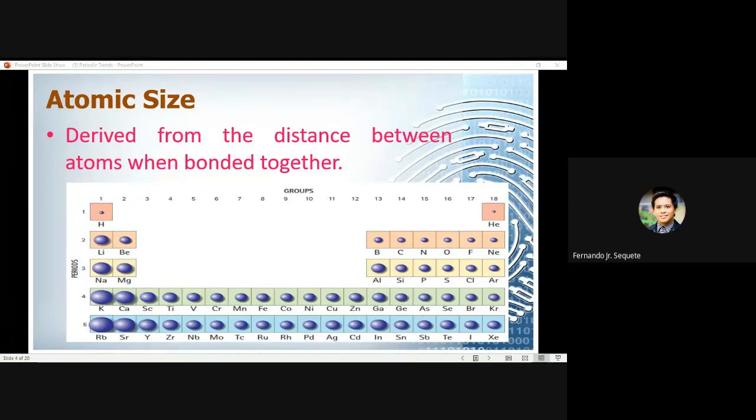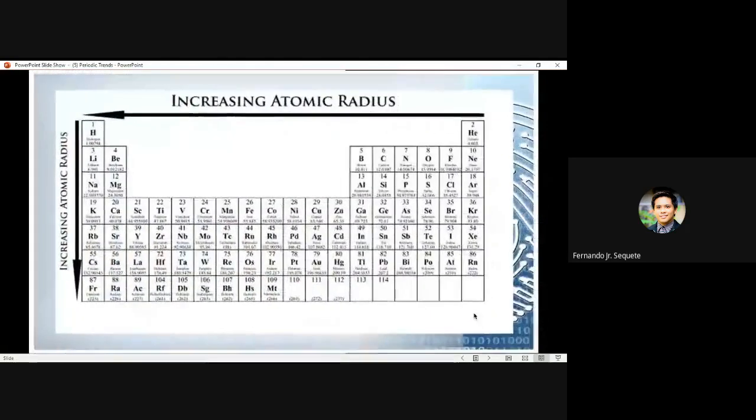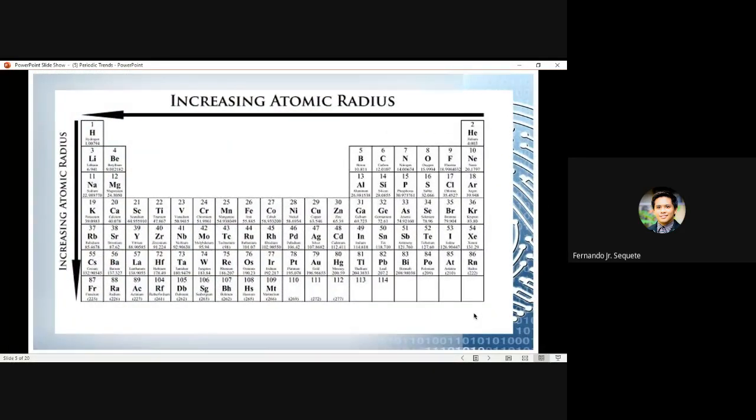Ang circles ang tingnan. Top to bottom? That is increasing, sir. Increasing. Okay. So this is when it comes to atomic size. So meaning to say, if we're going to look at our periodic trend for atomic size, you have to really remember this.